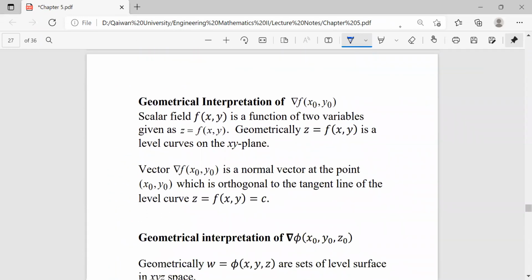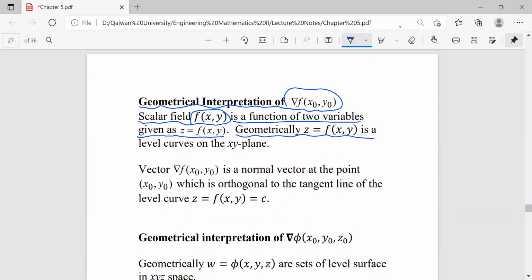We now have the geometrical representation of grad of f at x naught, y naught. We say the scalar field f of x, y is a function of two variables. We have f of x and y, only two variables in it, giving us z equals f of x, y.